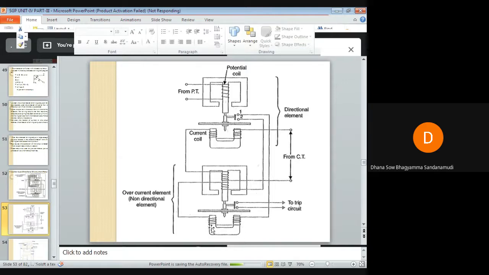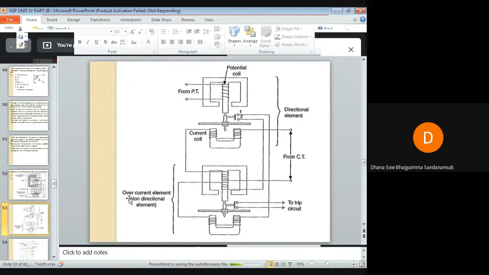It is wound across the limbs of the lower electromagnet, and it is given towards the directional element zone, where the secondary of this overcurrent element is kept open. So if you observe here carefully, the secondary of the overcurrent element is kept open. It is not short circuited, it is kept open.